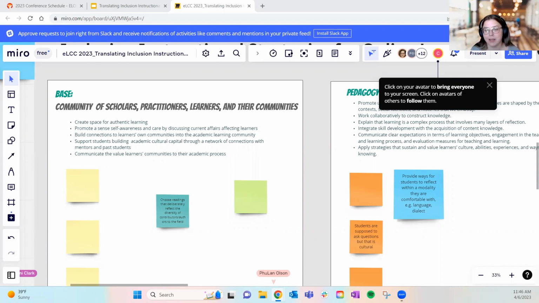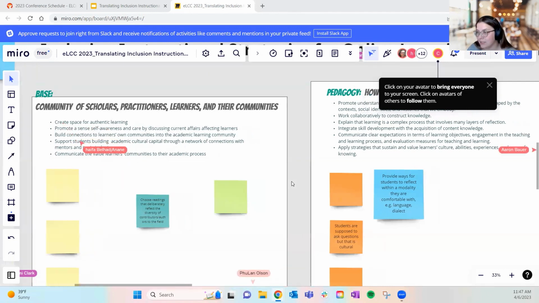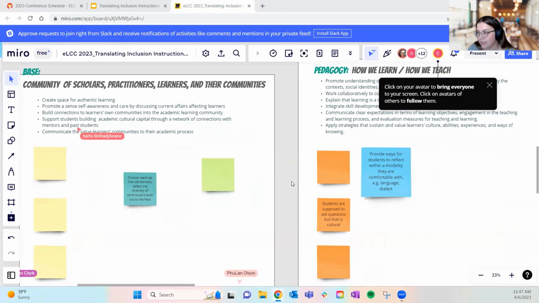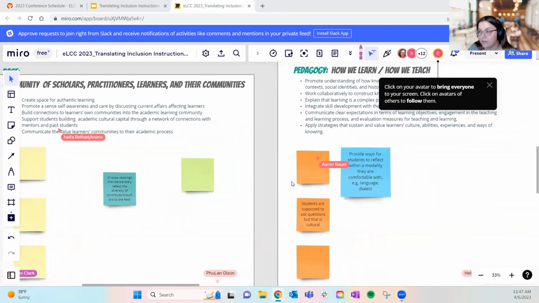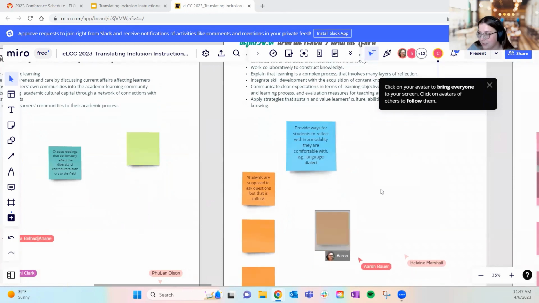Yeah, great point. And thanks for the reminder too, Erin. I really appreciate it. If you wanted to, and anyone that was with Erin's group wanted to add that sticky after the fact, this Miro board's still going to be open. So please continue to add to it. Great points, Erin. I see some other ones, like choosing readings that reflect the diversity of contributors and authors in the field. Yes, absolutely.